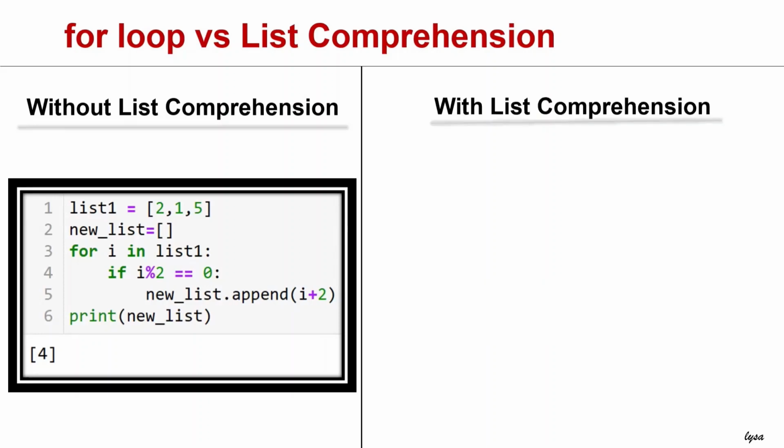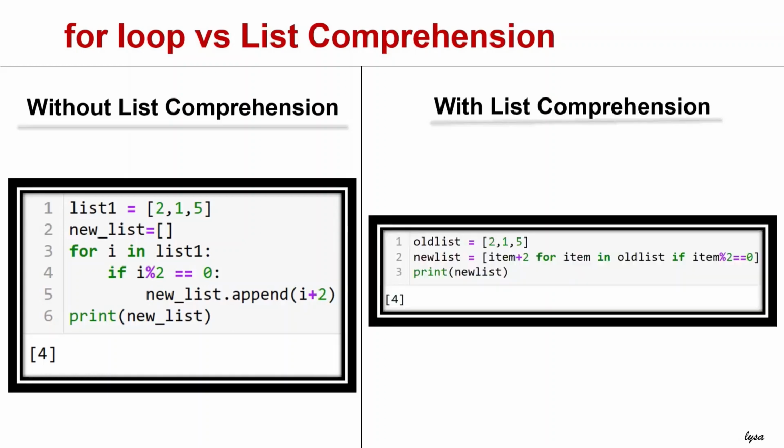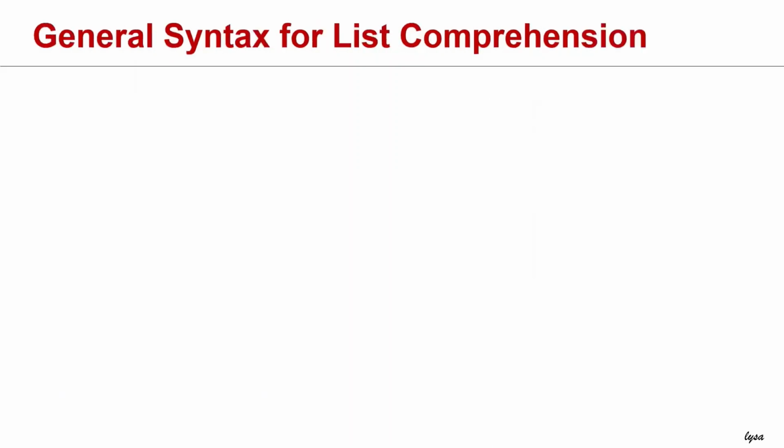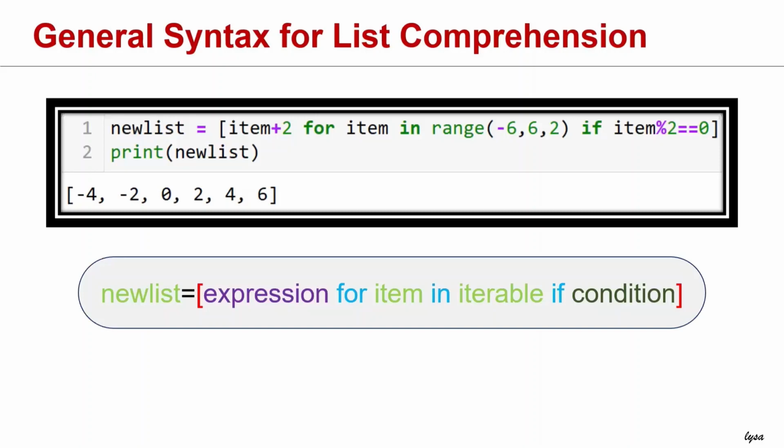But the same thing, when we use a list comprehension, can be written in a single line as item plus 2 for item in old list if item mod 2 is equal to 0. So the general syntax for list comprehension is new list is equal to, within a list symbol, expression for item in iterable if condition.